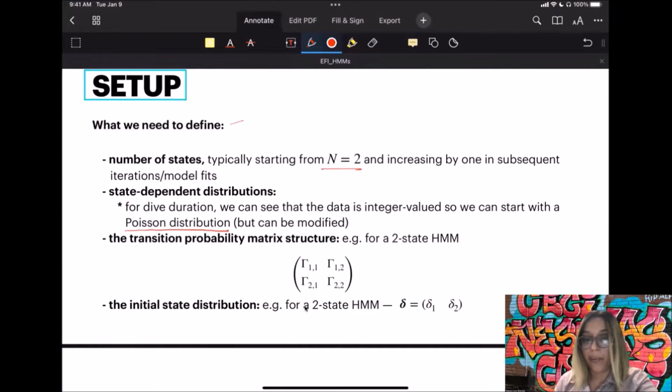We have a transition probability matrix. So we have the transitions from state 1 to state 1, from state 1 to 2, from 2 to 1, and 2 to 2. And we have an initial state distribution. So when we set up a hidden Markov model for animal movement, these are the choices that we have to make.